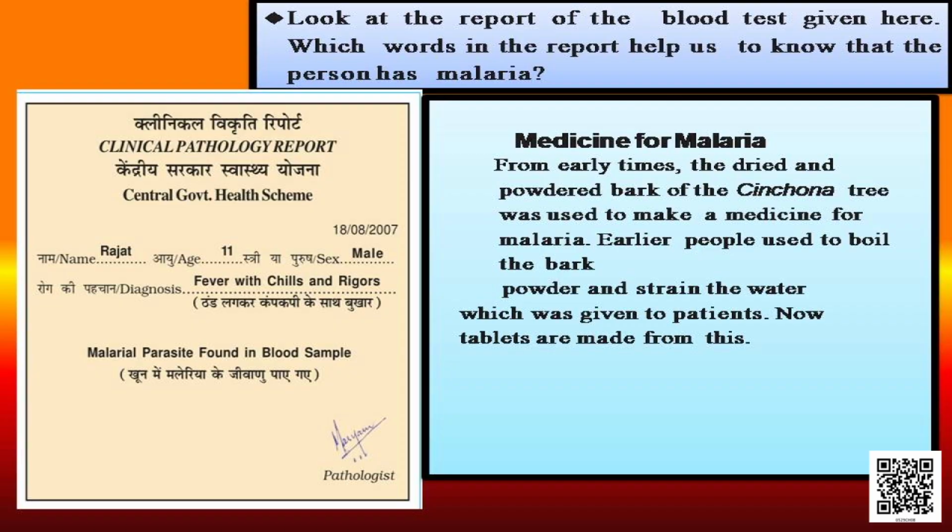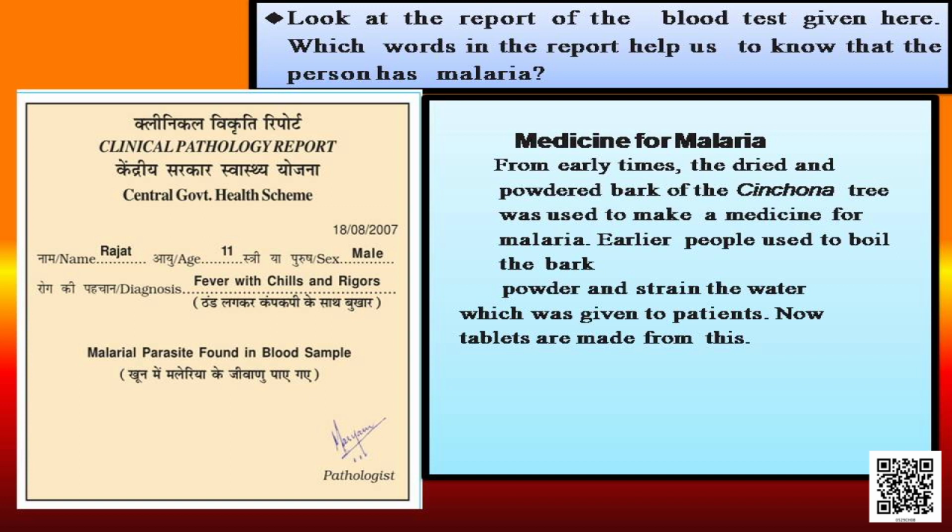So that is how you could know from a clinical pathology report very clearly whether you are suffering from the disease or not. Now students, we should also know what the medicine for malaria is. From very early times, the dried and powdered bark of the cinchona tree was used to make a medicine for malaria, and earlier people used to boil the bark powder and strain the water which was given to the patient. So this particular tree, the cinchona tree, is a very effective medicine for the patients who are suffering from malaria.